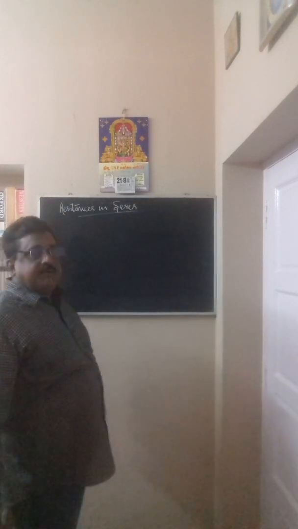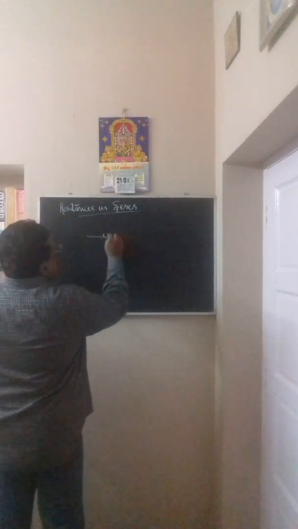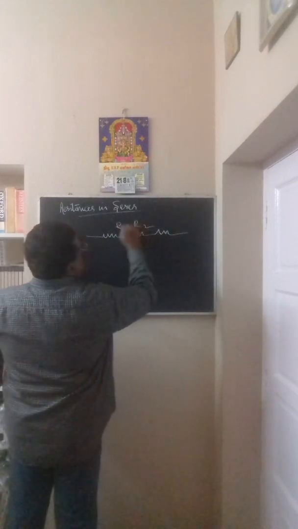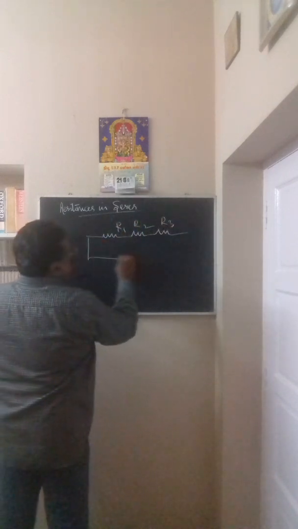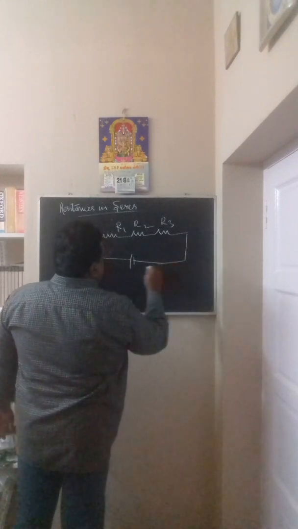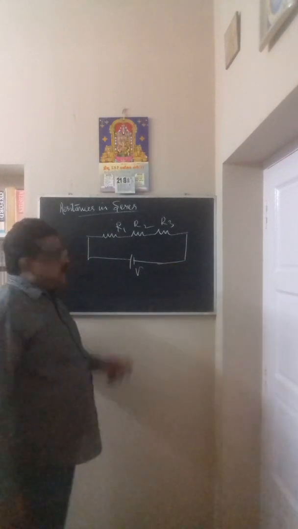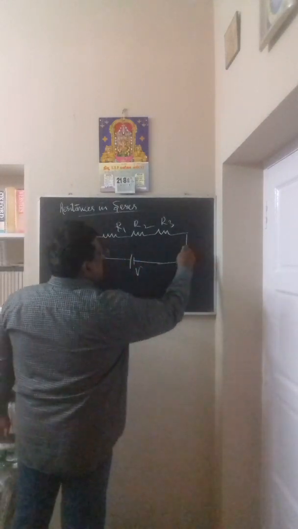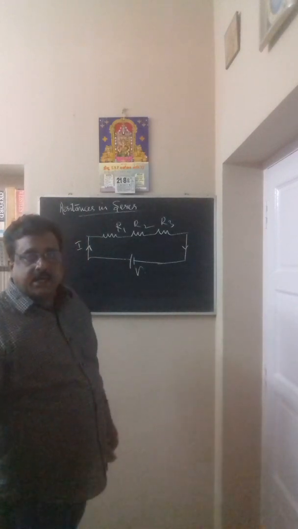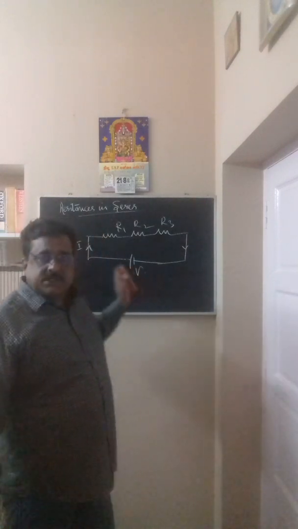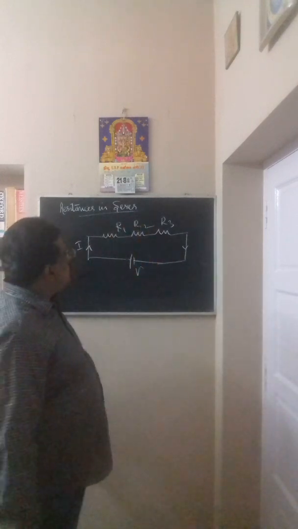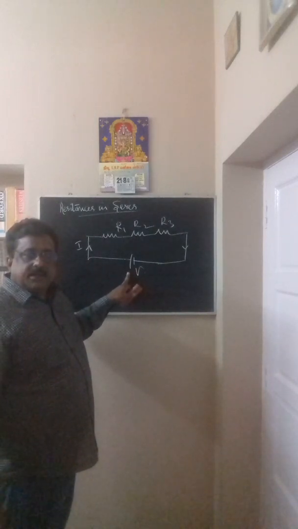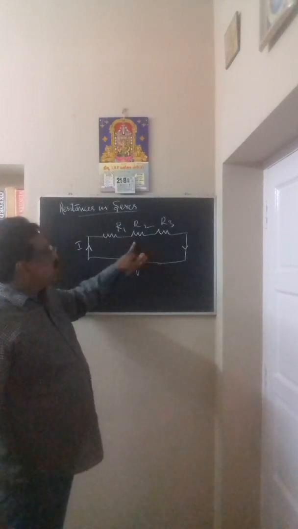Say you take three resistances, R1, R2 and R3, and you connect them to a battery of voltage V. These three are connected in series and the current flowing through is I, and you know the conventional current flows from positive to negative. So this potential V which is applied will get dropped across R1, R2 and R3.